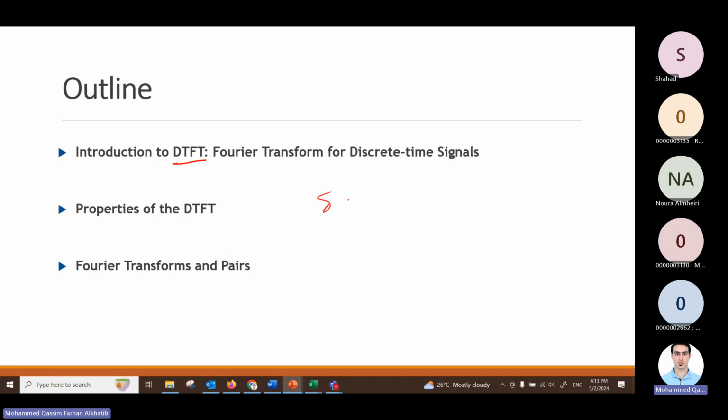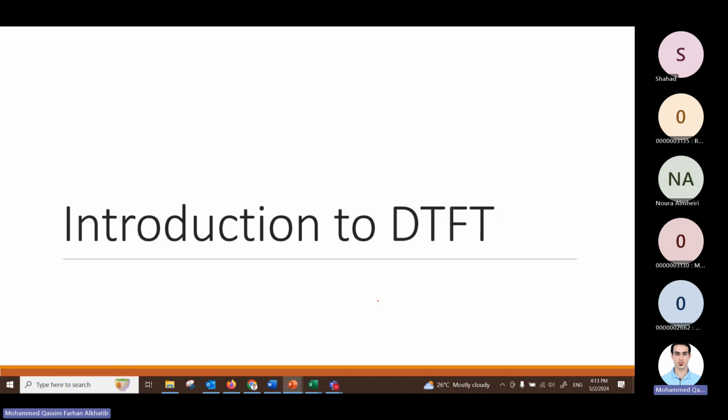So basically, delta will lead to 1. The sine or e to the power j something will lead to something like omega minus omega naught, things like that. So those are the properties. All right.